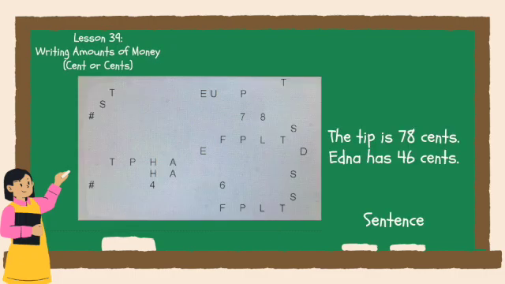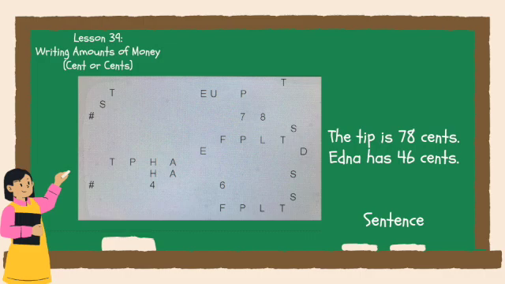There you have it. The first sentence, the tip is 78 cents. So how did you write the amount 78 cents? First you write 78 simultaneously, both using your right hand, right fingers, then final S separately. So two strokes.